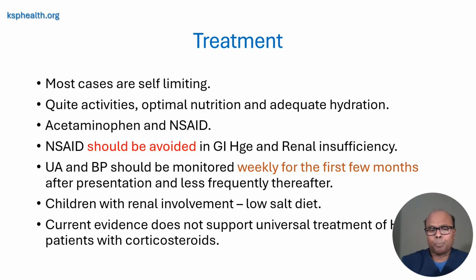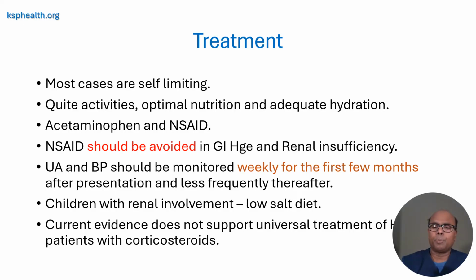The treatment is often supportive. Most cases are self-limiting. So quiet activities, optimal nutrition, and adequate hydration, along with pain relievers such as acetaminophen, paracetamol, and non-steroidal anti-inflammatory drugs. Non-steroidal anti-inflammatory drugs should be avoided in patients with GI hemorrhage and renal insufficiency. Urine analysis and blood pressure should be monitored weekly for the first few months, thereafter monthly for the first year, and every 3 to 6 months thereafter. Children with renal involvement should be on a low salt diet.